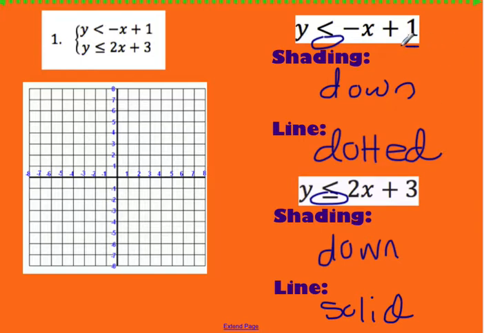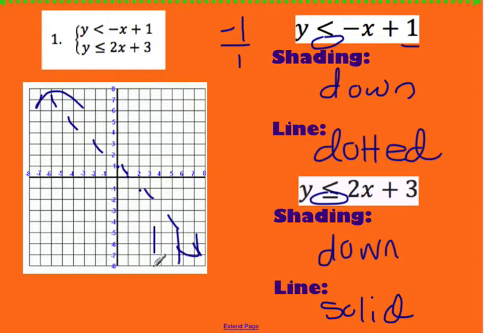For number 1, you're crossing the y-axis at 1, so we're going to plot that point. Then my slope for number 1 is -1, which really is the same as -1 over 1. So I'm going down 1, right 1, down 1, right 1. And that's going to be dotted, so I'm going to draw a dotted line. Then we're going to shade beneath it.